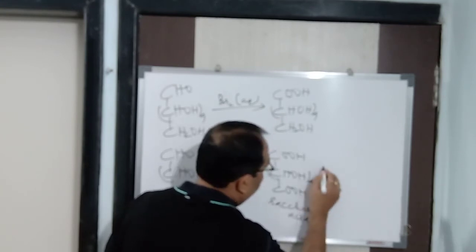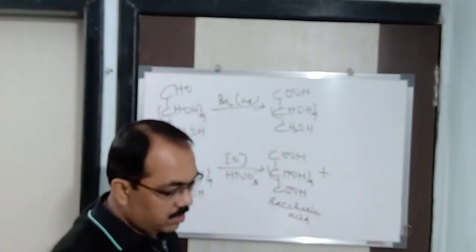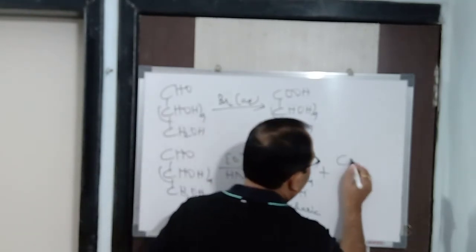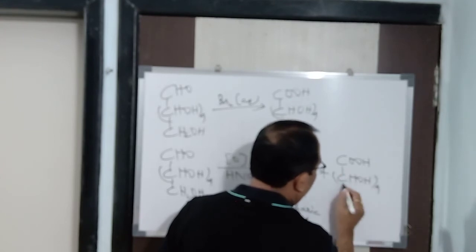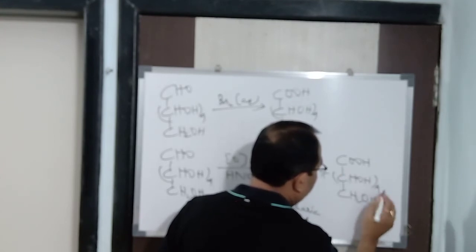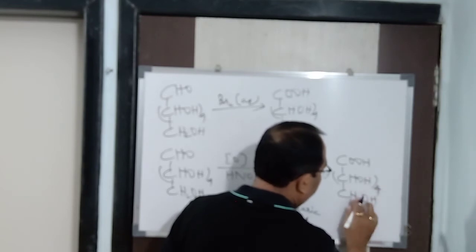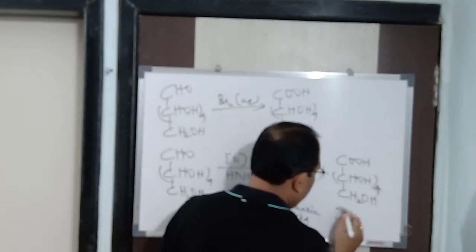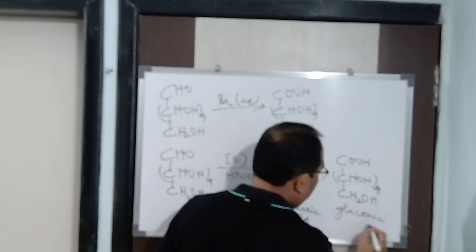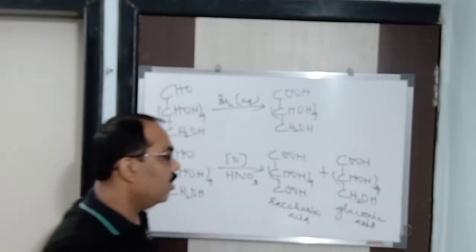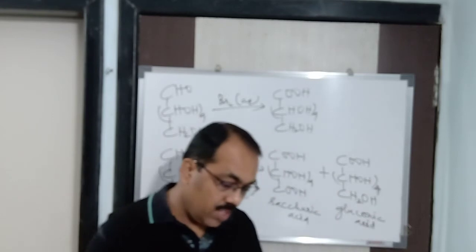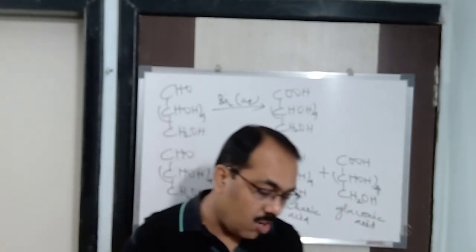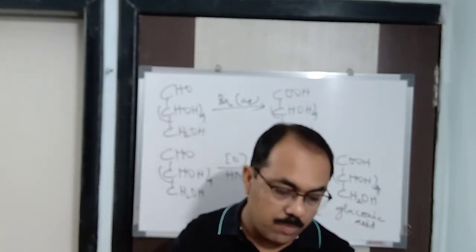Saccharic acid. Plus, what you will be getting? Plus you will be getting COOH, single bond (CHOH)4, single bond CH2OH. That is CH2OH. This is called gluconic acid. This is known as gluconic acid. You will be getting it. Where this is the major product, this is your minor product, so to say. So in this way, these are the properties of glucose which I told you.